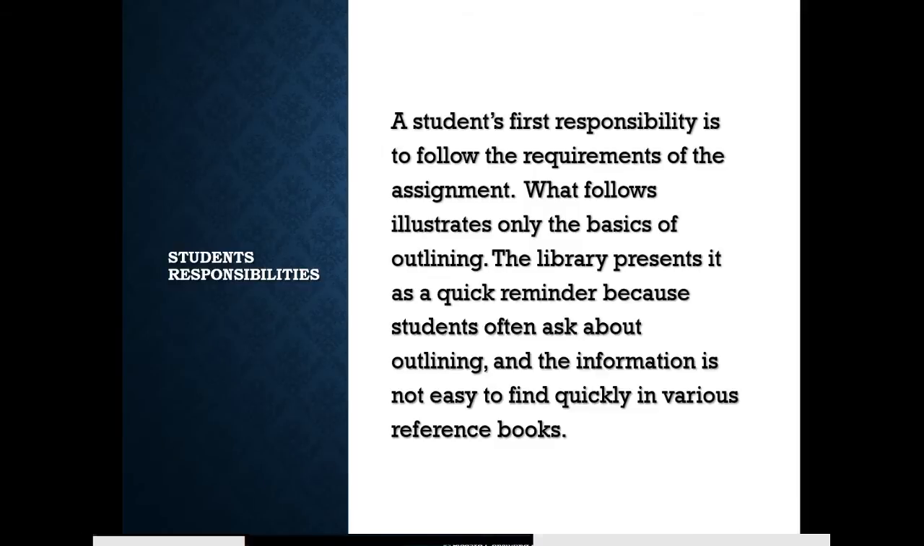What follows illustrates the basics of outlining. The library presents it as a quick reminder because students often ask about outlining, and the information is not easy to find quickly in various reference books, and this is important.